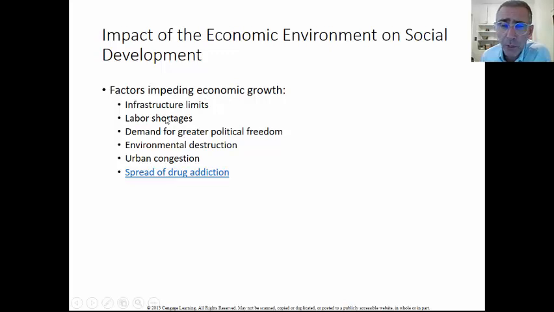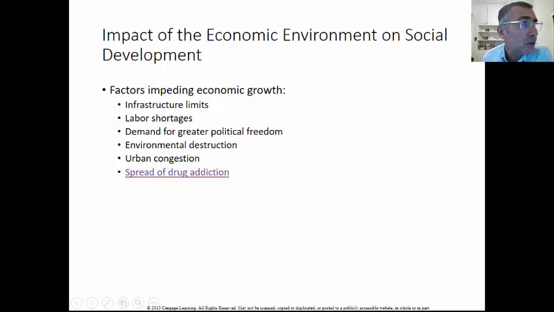So again, we talked about the one-child policy. What's happening for China with this one-child policy is that you have a skewed market where a larger segment of the population is retiring, and a smaller segment is entering the workforce. What does that mean? Usually, when you look at social benefits, social security, the working younger segment of the population, the money they put aside for social security is actually what's being used to fund the social security for the elderly. So that's a problem when you have this inverted pyramid now. Demand for greater political freedom, environmental destruction, urban congestion, and the spread of drug addiction.